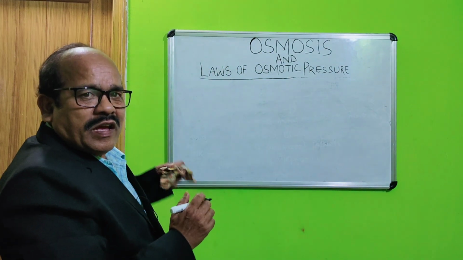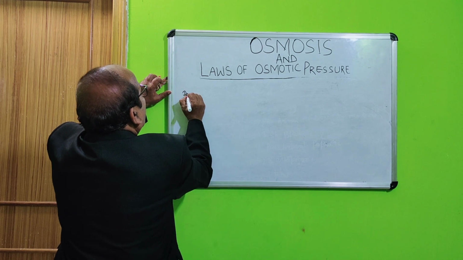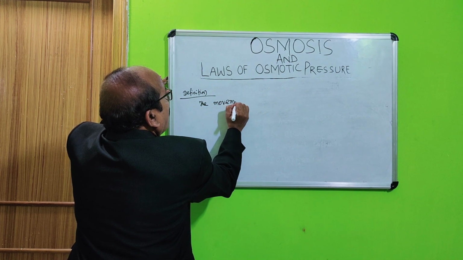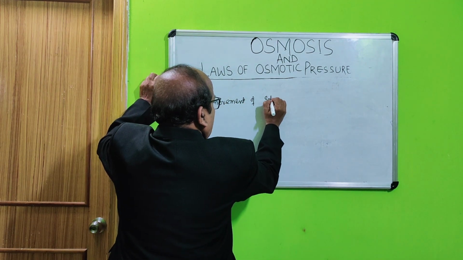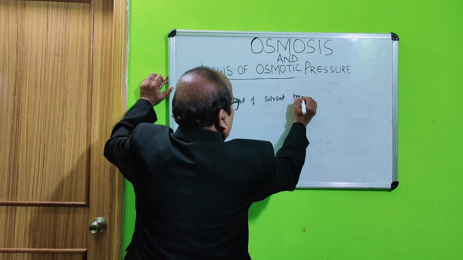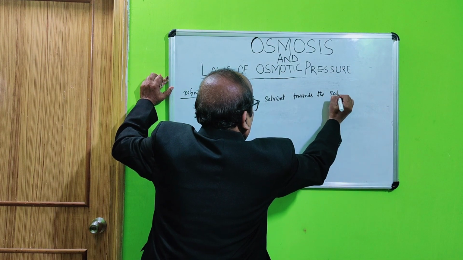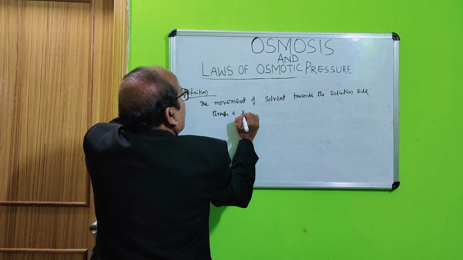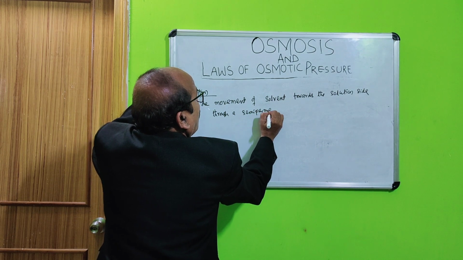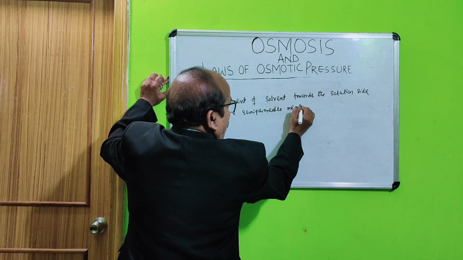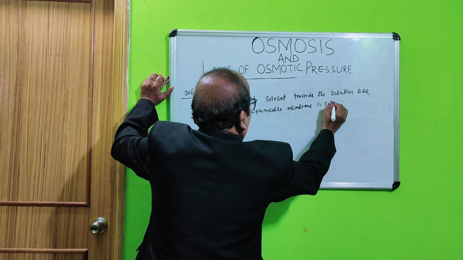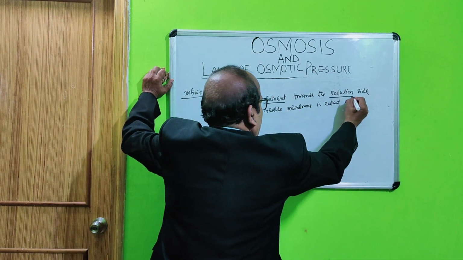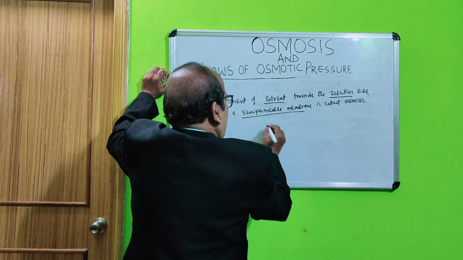Now, what is osmosis? Let me write down the definition of osmosis. The movement of solvent towards the solution side through a semi-permeable membrane is called osmosis.